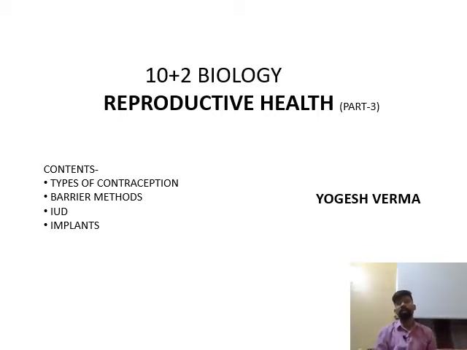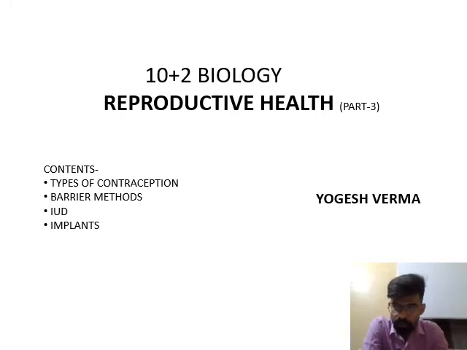So in part three of this chapter, we mainly cover the barrier method, the intrauterine devices, and the implants. These are the three main types of contraception used for birth control. The aim of contraception is to avoid the fusion of male and female gametes. This is the main aim of contraception, and various methods are used for it.